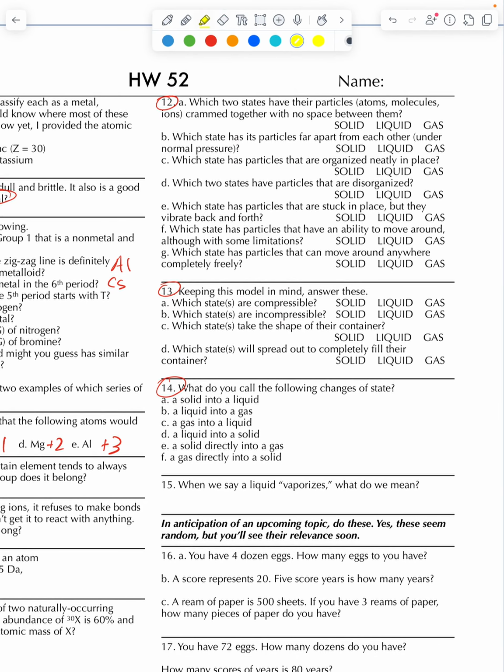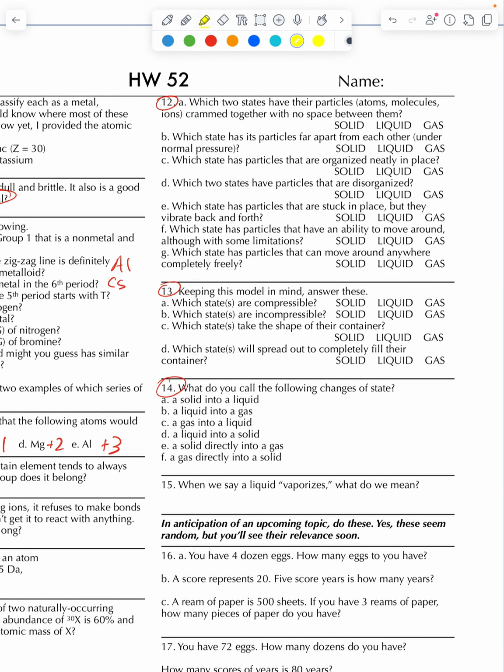Which 2 states have their particles crammed together with no space between them? Solids and liquids. Which has them far apart? Gases, under normal pressure. Which state has particles organized neatly? Solid. 2 states that they're disorganized? Liquids and gases. Stuck in place but vibrate? Solid.